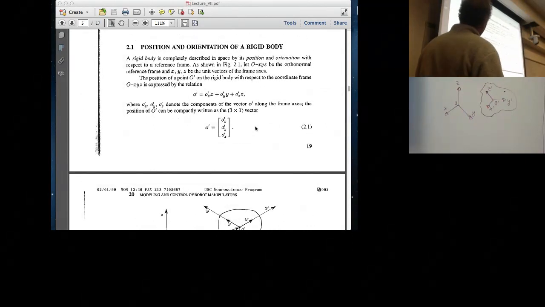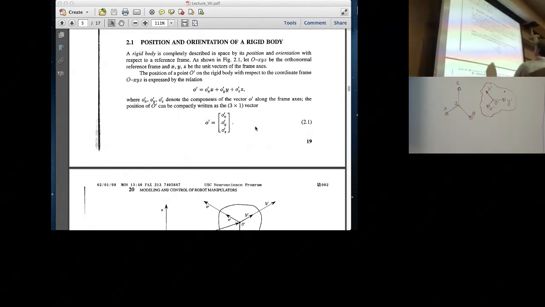So how can we express the position of a point O prime on the rigid body with respect to the coordinate system O? Well, there's different ways. So you can basically look at this O prime position and try to express it and project it onto the axes X, Y, and Z.